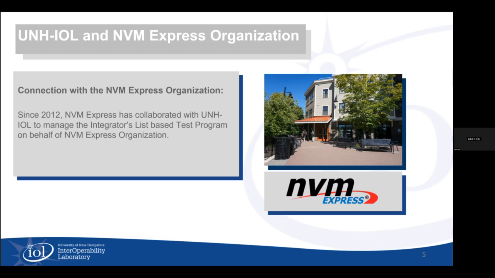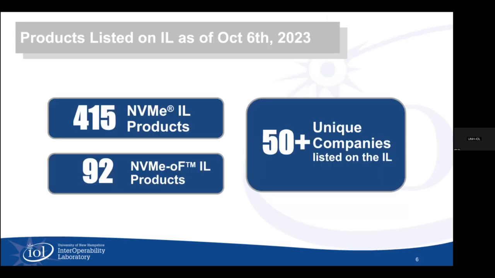We host the NVMe integrators list on the UNH-IOL website, which is a publicly available list that shows any interested party that the listed device has gone through a test suite of over 400 tests and is conforming to the standards set in the NVMe specifications. As of October 6th, we were up to 415 NVMe PCIe products, which means we've added 16 more since the last webinar, for those who are keeping score.